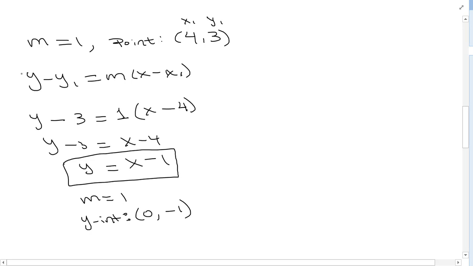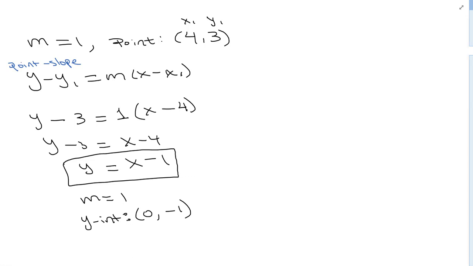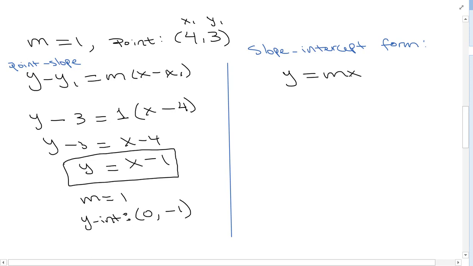So this is using the point slope form. What if we wanted to do it using the slope-intercept form? So using slope-intercept form, we will be using y equals mx plus b. So still, I need the slope and I need a point. So we know from up here, I'm going to use the same data. M is 1 and the point is 4, 3. So now, though, I don't have x1, y1. This is just x is 4 and y is 3.